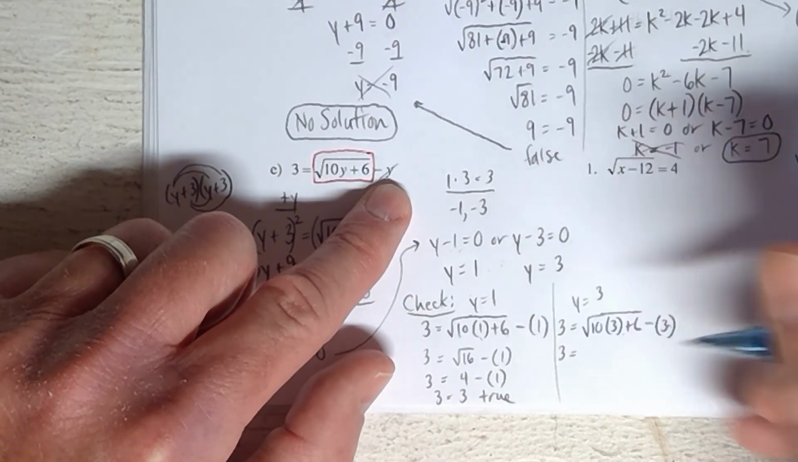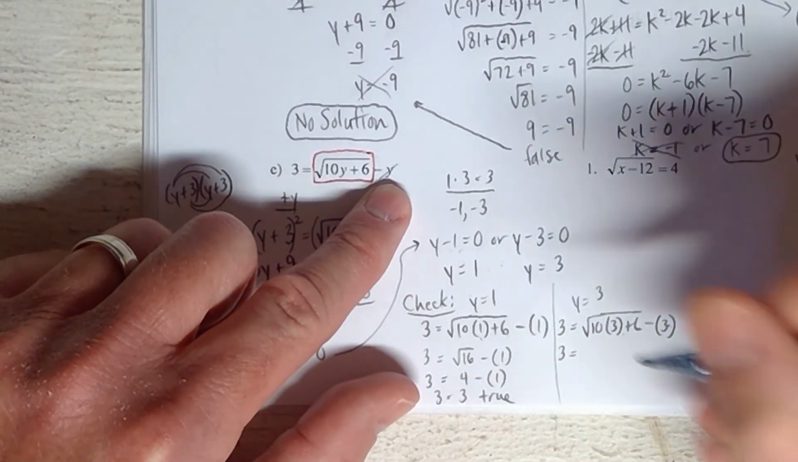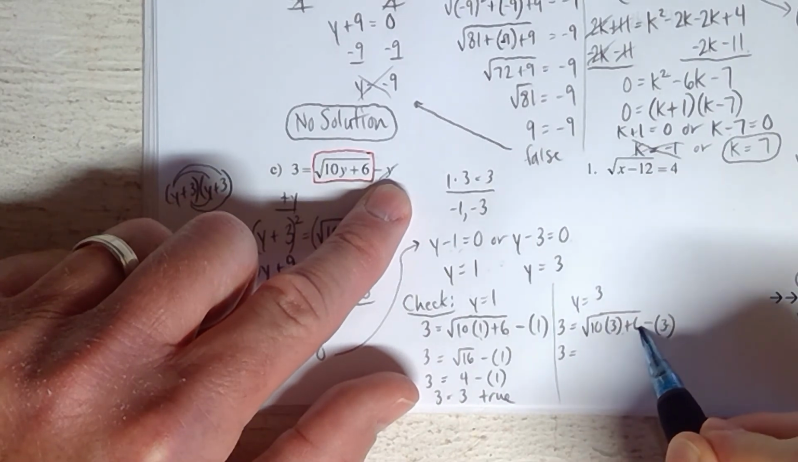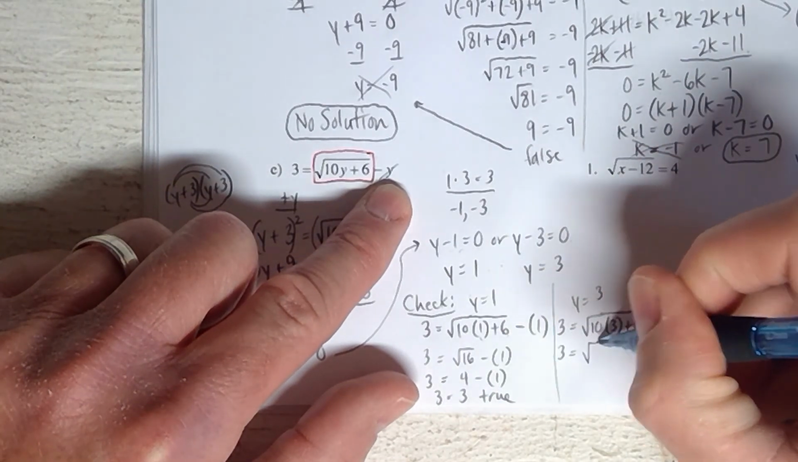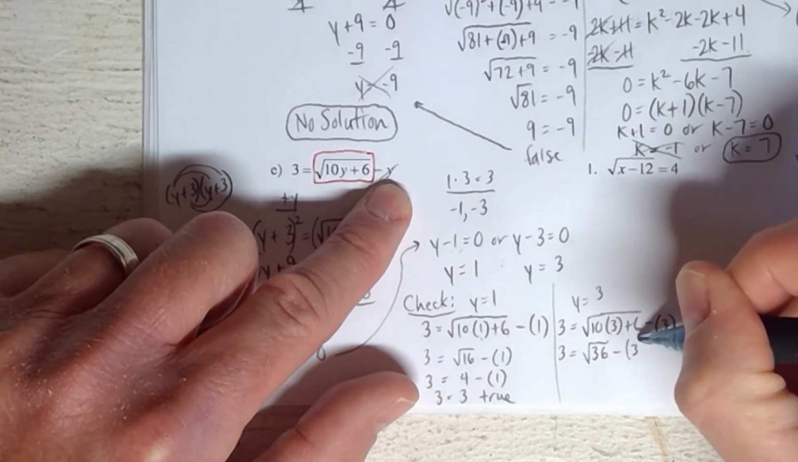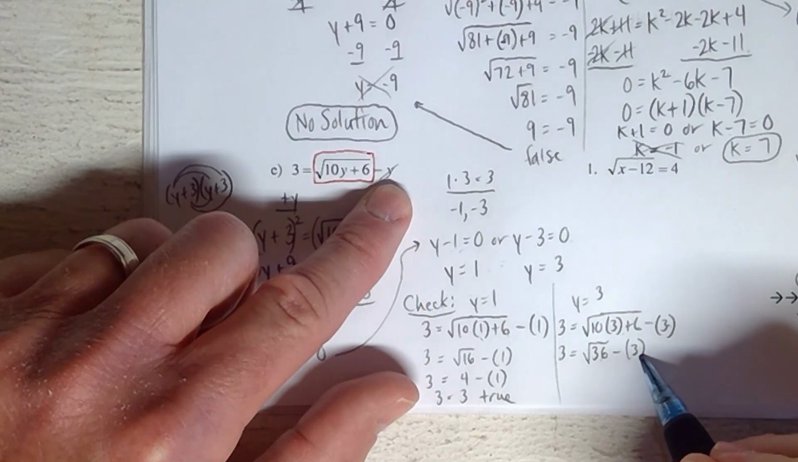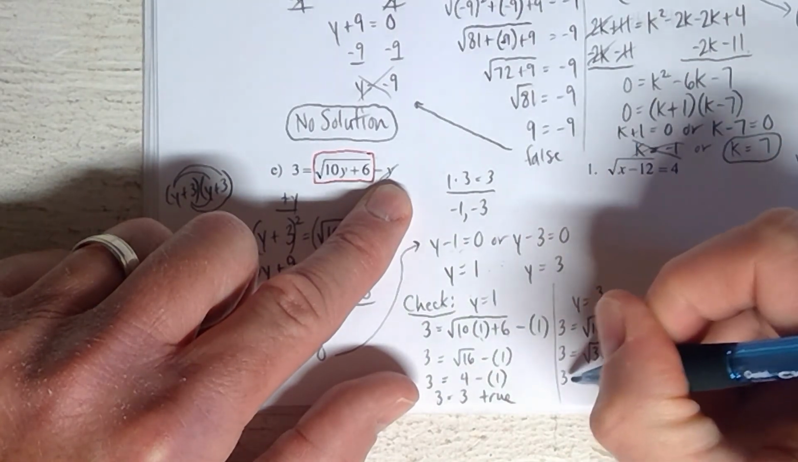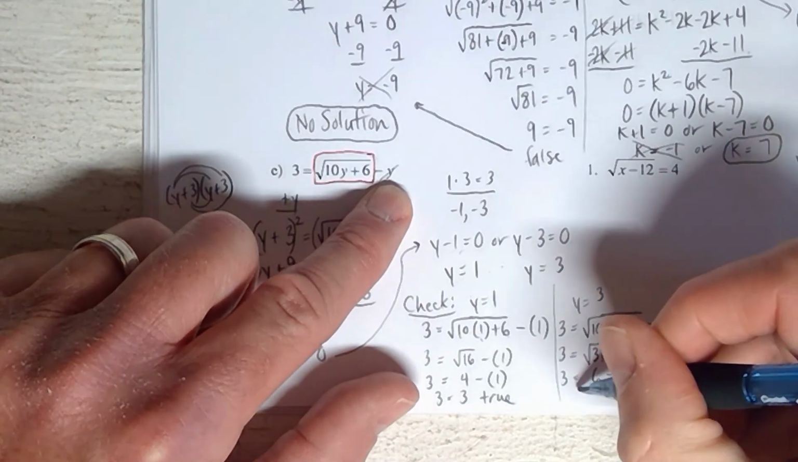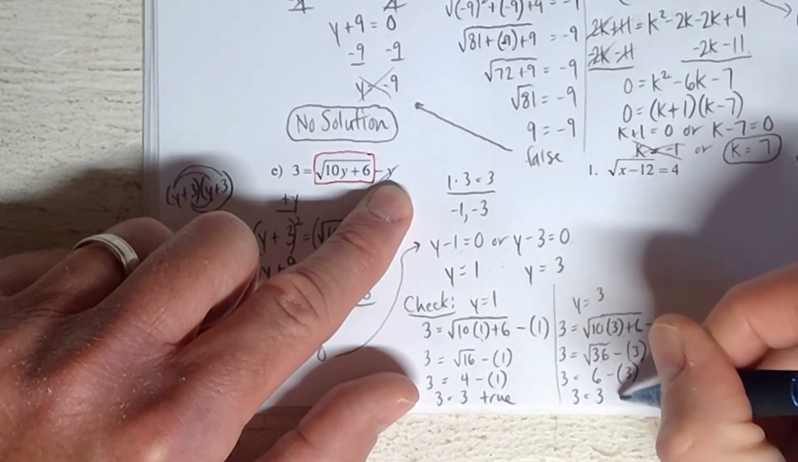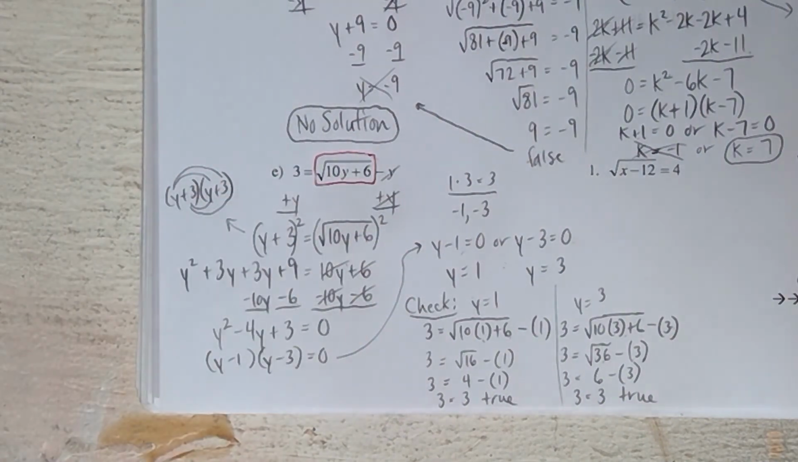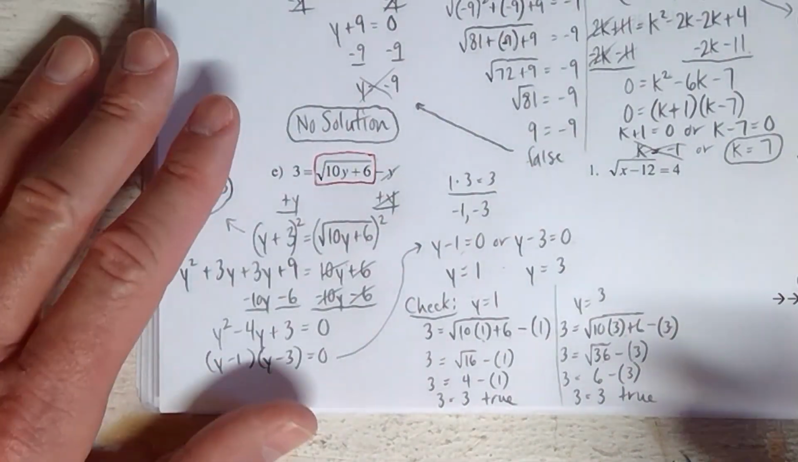Calculate the inside of the radical first. 10 times 3 is 30. 30 plus 6 is 36. Then you calculate the radical before you subtract. The radical is equal to 6. And check that out. This is also true. That happens sometimes. Sometimes you get two answers and they're both true. All right, and the last problem, only one of them was, but here they both are.